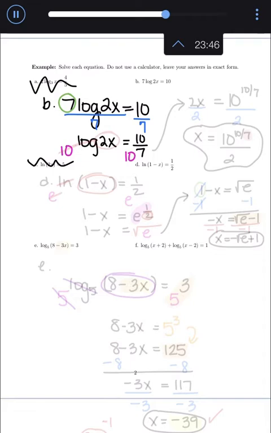Well, on the left-hand side, the log base 10 and the 10 will cancel, leaving you with the 2x. So let's see, we've got 2x equals, on the other side, 10 to the 10 sevenths. Last thing we can do to get x by itself is divide both sides by 2. And that gives me that x equals 10 to the 10 sevenths divided by 2.